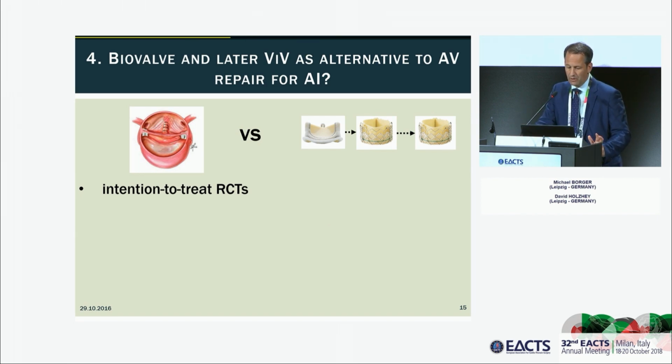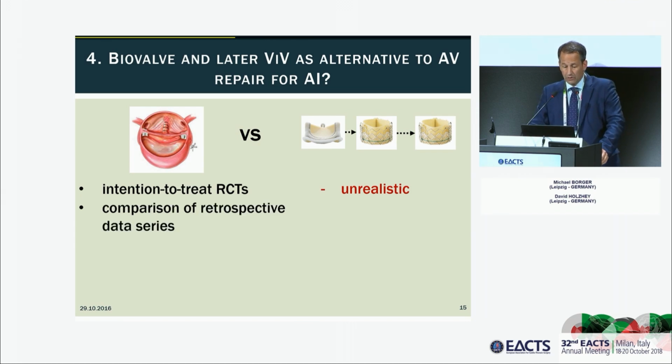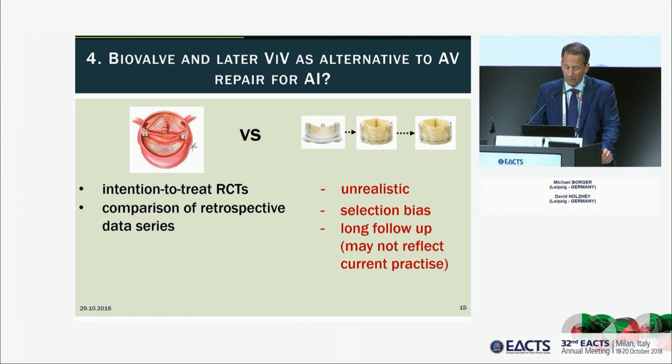What is the option? Well, the option is to do randomized controlled trials. Of course, we don't think that is going to be done any time in the near future. There is, of course, comparison of retrospective series, which we've been doing for the last 50 years in cardiac surgery and probably for the next 50 years. The problem with that is there's always selection bias, which plays an important role. There's also operator bias as well, surgeon bias. And then the long-term follow-up that we would require may not reflect current practice for these operations.